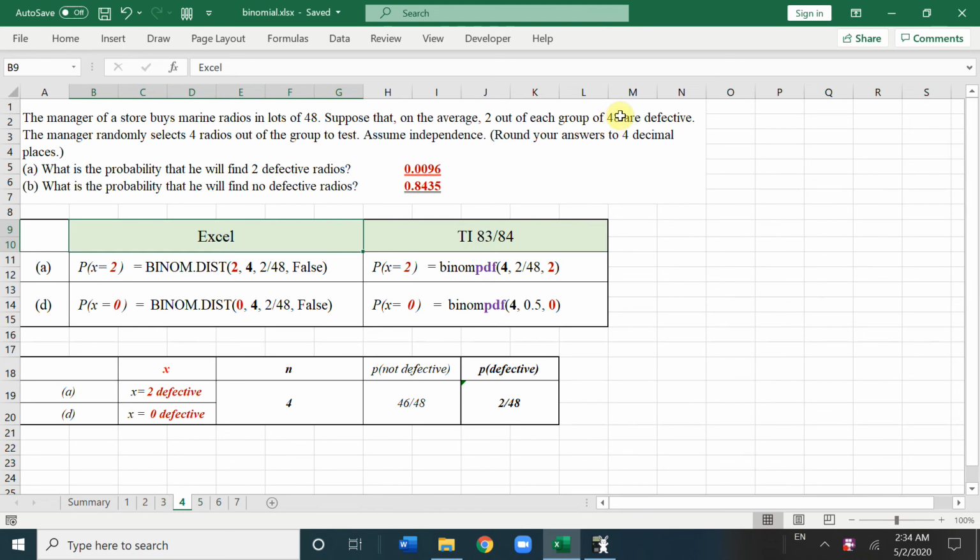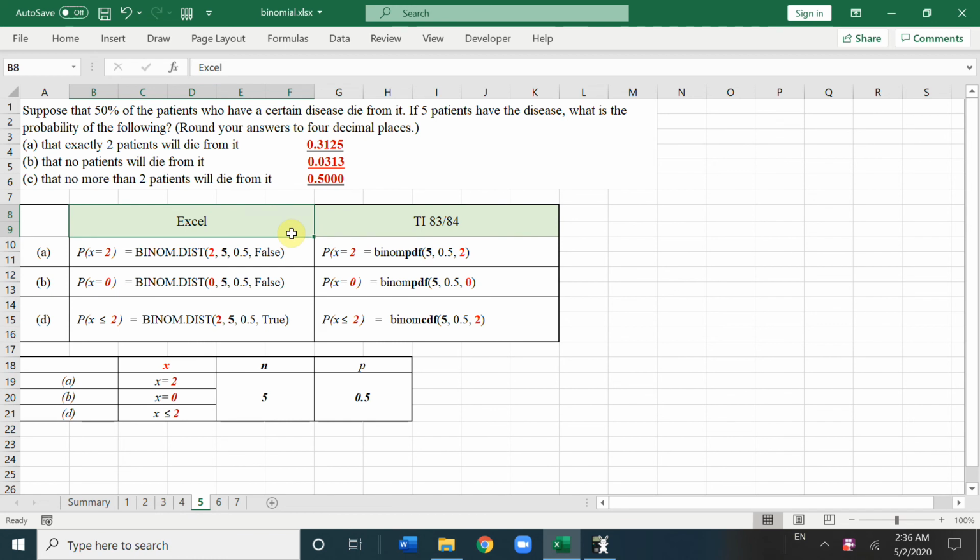Next question. In a total of 48, 2 are defective. So the probability of defective is 2 over 48. So not defective is 46, 48 minus 2 divided by 48. And only select 4 radios, so 4 trials. The second one is no defective, that means x equals 0. So both questions here, PDF, false.